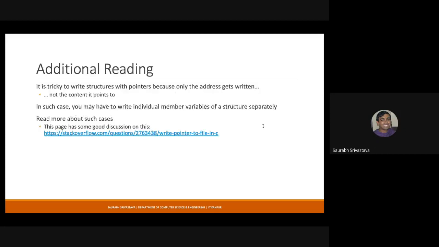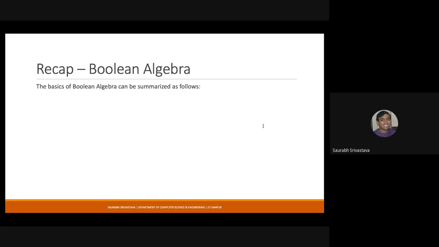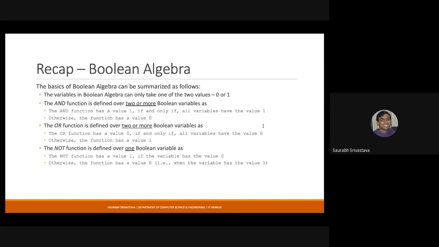So this is the last part, week 11. In the first part of these assorted topics, we talked about bitwise operators. You know what Boolean algebra is: and, or, not functions. And means one and one is one. Or means zero or zero is zero, otherwise it's one. And not is just the inversion: zero's not is one, and one's not is zero.